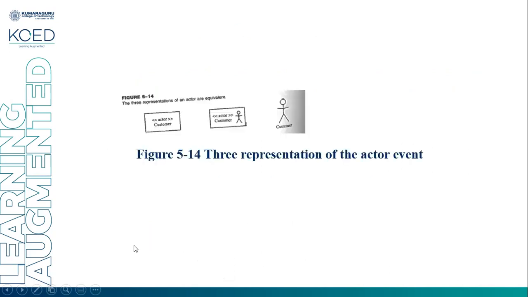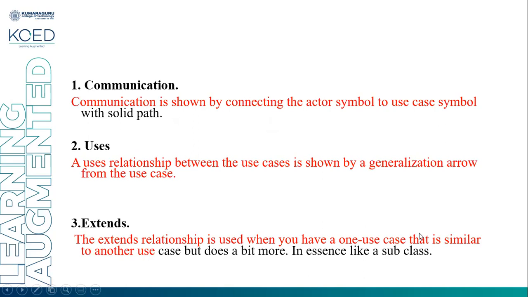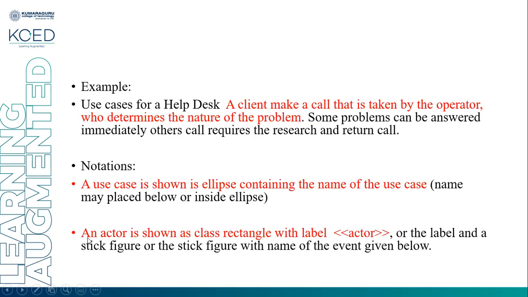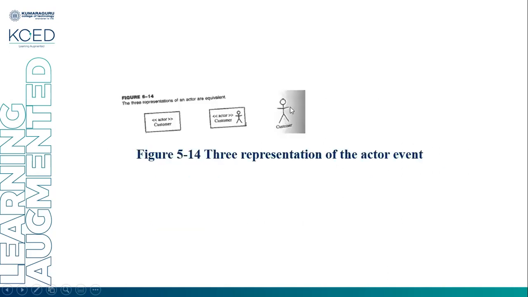Or the class may have the label along with a stick figure. A class with the angle brackets actor and the actor name, along with the stick symbol, or we can give a stick symbol separately with the actor name below it. So an actor is shown as a class rectangle with the label actor, or the label and a stick figure, or a stick figure with the name given below. Generally the stick figure is used more often, but these two are also correct ways to represent the actor.